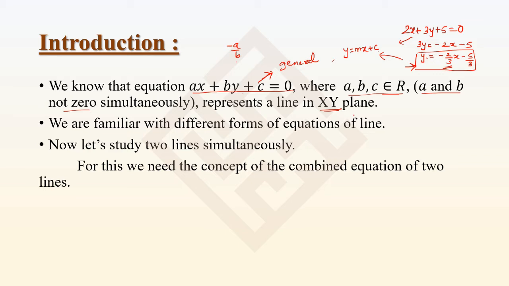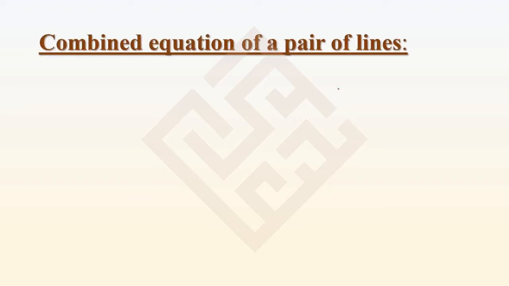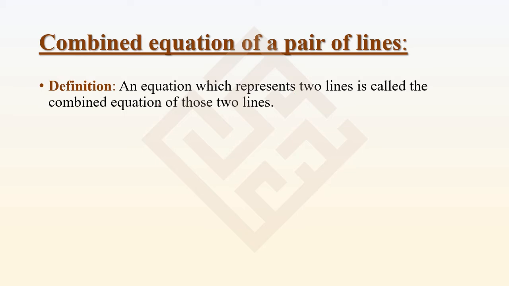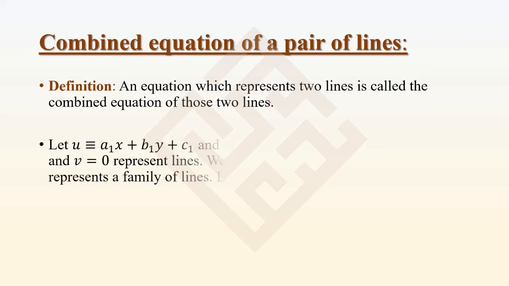And for this we need the concept of combined equation of two lines. Now let's see what we mean by combined equation of two lines. So, combined equation of a pair of lines. The definition is, an equation which represents two lines is called the combined equation of those two lines. So suppose you can put both the two lines in one equation, then it is called the combined equation of the two lines.